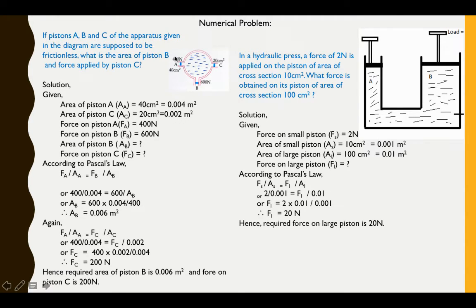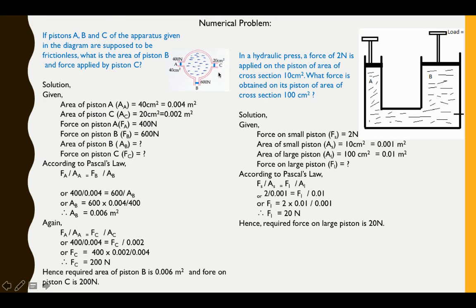The force on piston A, F_A, is 400 Newton. Similarly, the force on piston B, F_B, is given as 600 Newton. Now, going to the question, what is asked is the area of piston B. We don't know the area of piston B; that is what is asked.